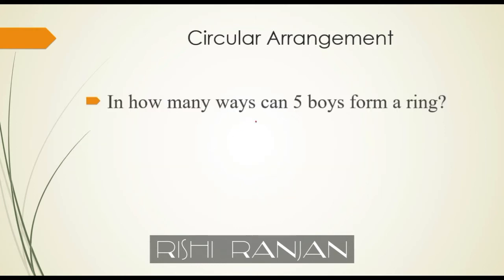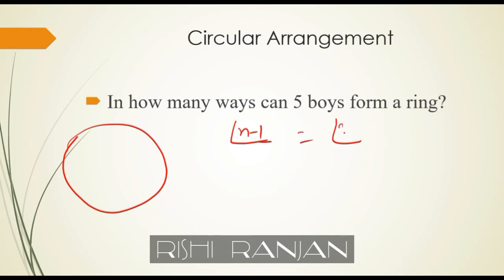In how many ways can 5 boys form a ring? Now, for this one, the formula will be factorial n minus 1. For the circular arrangement, the formula becomes factorial n minus 1. So, here it will be factorial 5 minus 1, that is equal to factorial 4. Now, why is it factorial n minus 1?